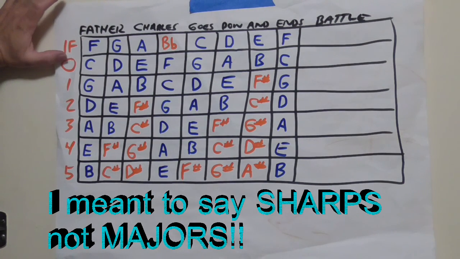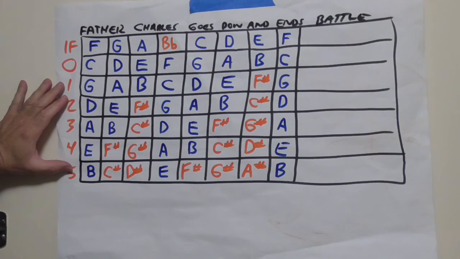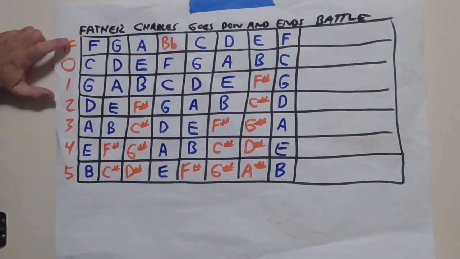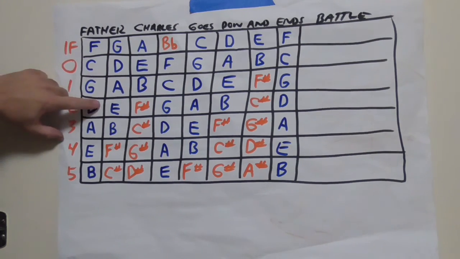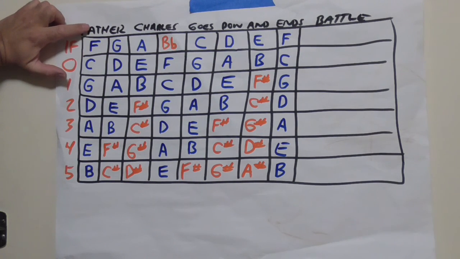Well, you can see over here how I put 1 flat, 0, 1, 2, 3, 4, 5, and there's a saying that has floated around forever: Father Charles goes down and ends battle, and that would be the order here: Father 1 flat, Charles 0, goes 1 down and ends battle. Well, yeah, that might have worked in the 1700s, but the average cool guy who's playing the guitar now is not going to remember this thing. What he will remember is, and this is where I'm not going to use the words, but these are going to be things that are going to help you remember.